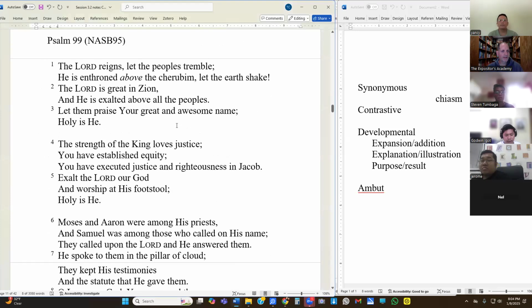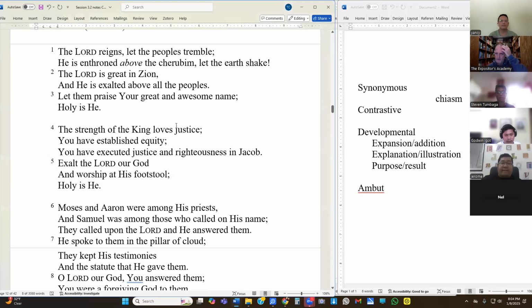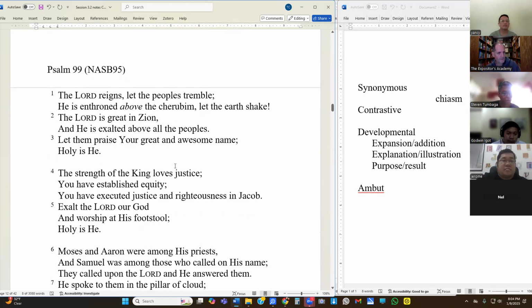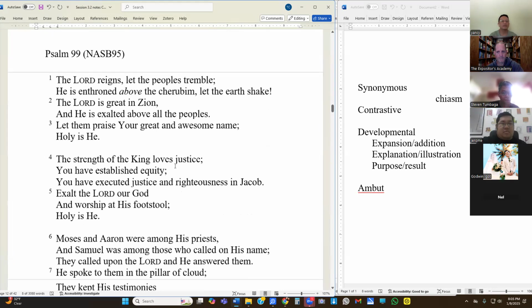Let's jump into the psalm here. Psalm 99. So I'm going to ask Stephen, good morning, could you read verses 1 to 3, and then Jerome 4 and 5, and then Nigel, I want to ask you to read 6 through 9. Let's just remind ourselves of this psalm.